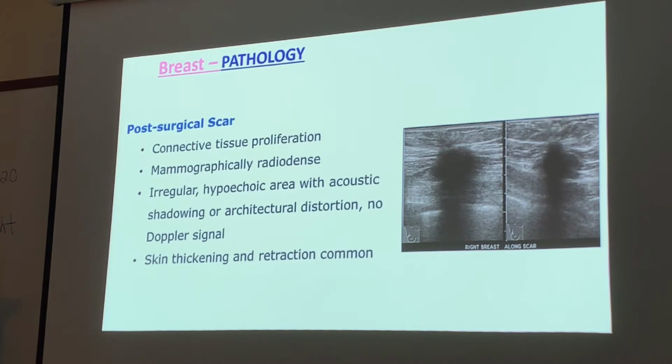Okay? And whenever you have a scar or anything like that, you'll always see that shadowing posterior to it. It may or may not be some kind of hardware or staple there, but also it's just the scar tissue, the sound not being able to penetrate that scar tissue. Okay? And skin thickening and retraction is going to be common.